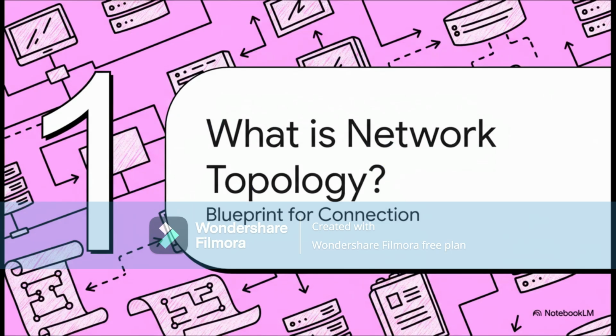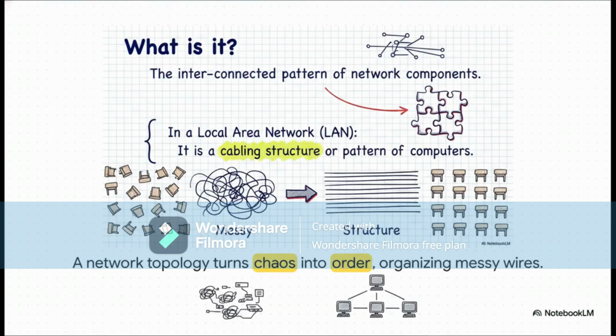All right, first things first. What in the world is this thing called network topology? You can think of it like a blueprint, or maybe the rule book for how every single device in a network gets connected. Just look at this. It's a perfect analogy. On the left, you've got this messy, chaotic jumble of desks. Total chaos, right? But on the right, everything's in a neat, organized structure. Well, a network topology does exactly that for computers and all their connections. It literally turns digital chaos into a clear, organized system.